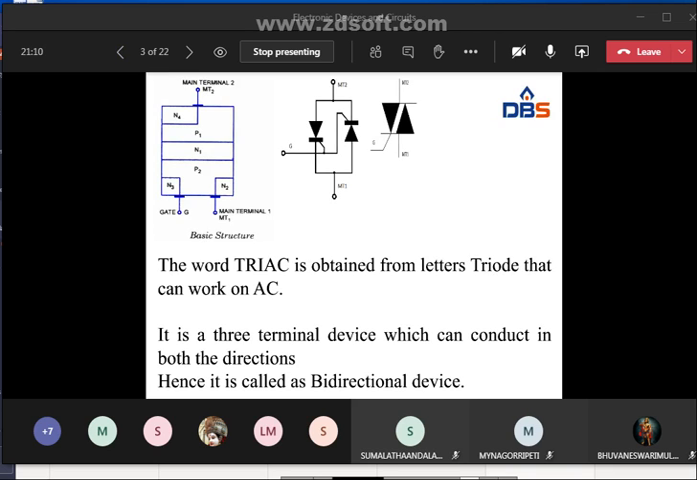See here, when MT2 and gate are positive with respect to MT1, then the current flows through the path P1 N1 P2 N2, right? Here P1 N1 and P2 N2 are forward biased, but N1 P2 is reverse biased. Then the TRIAC is said to be operated in the positively biased region.